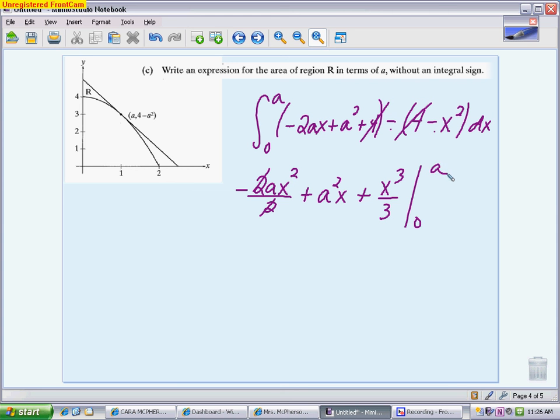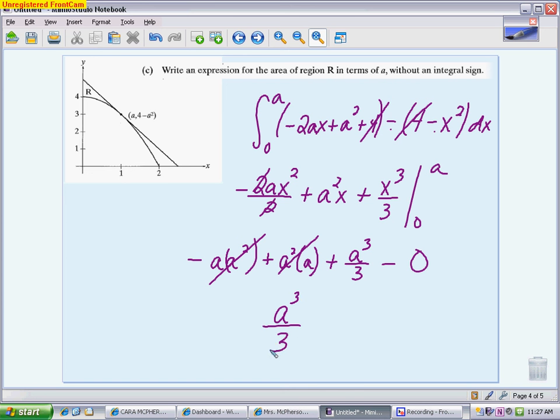Put my boundaries in. I get negative a times a squared plus a squared times a plus a to the third over 3. When I put 0 in, I will get 0, so I don't have to worry about that. The first two terms will cancel. I end up with a negative a cubed and a positive a cubed, so that will cancel. So my final answer for this part is a to the third over 3.